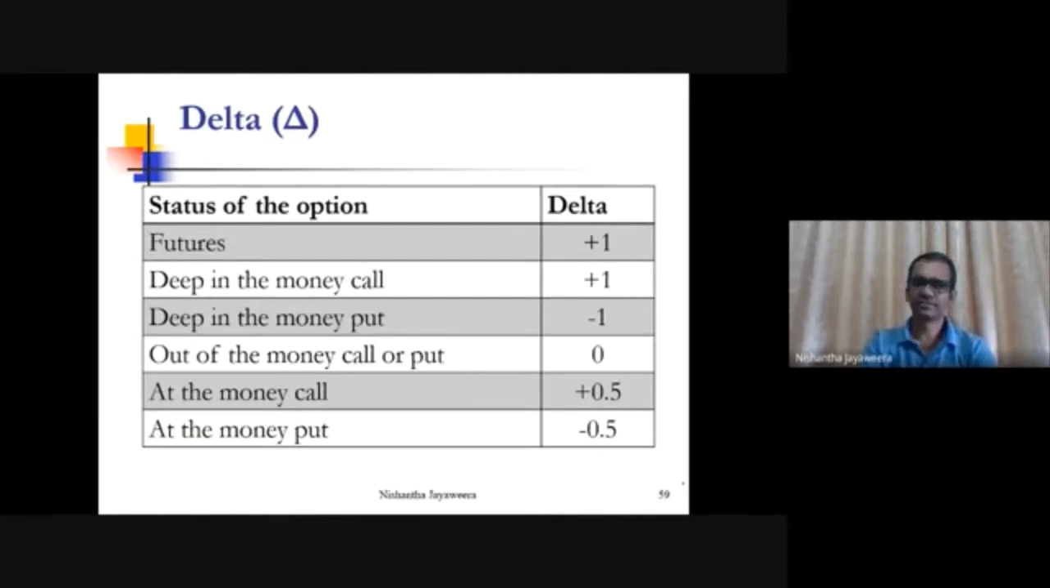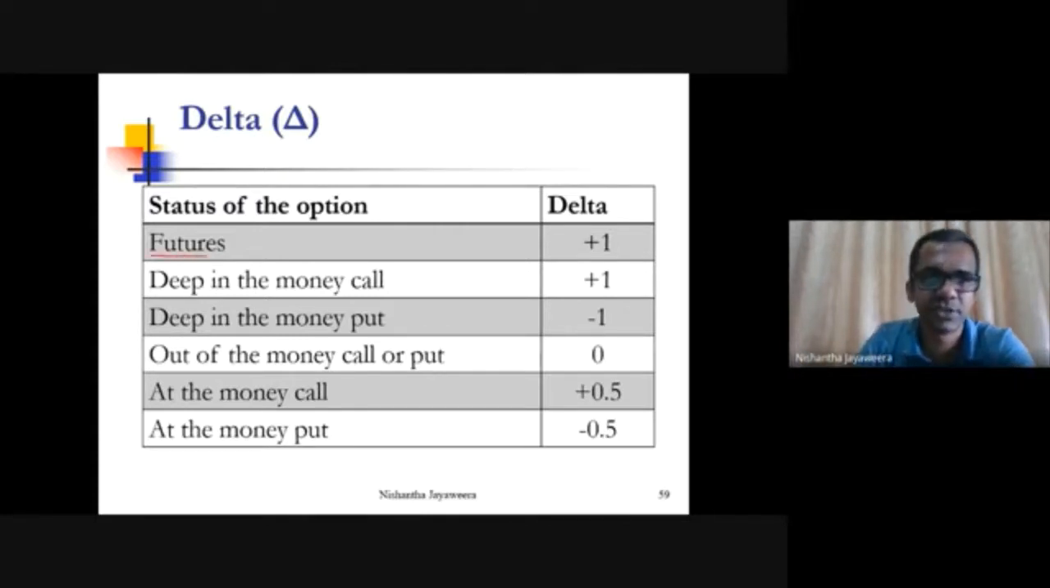So this is again a sort of summary. For a futures, delta is +1. It gives a 1-to-1 delta. Deep in the money call, as I mentioned earlier, +1. Deep in the money put, -1. Out of the money call or put, 0. At the money call, +0.5. At the money put, -0.5. This is the summary of how delta works.